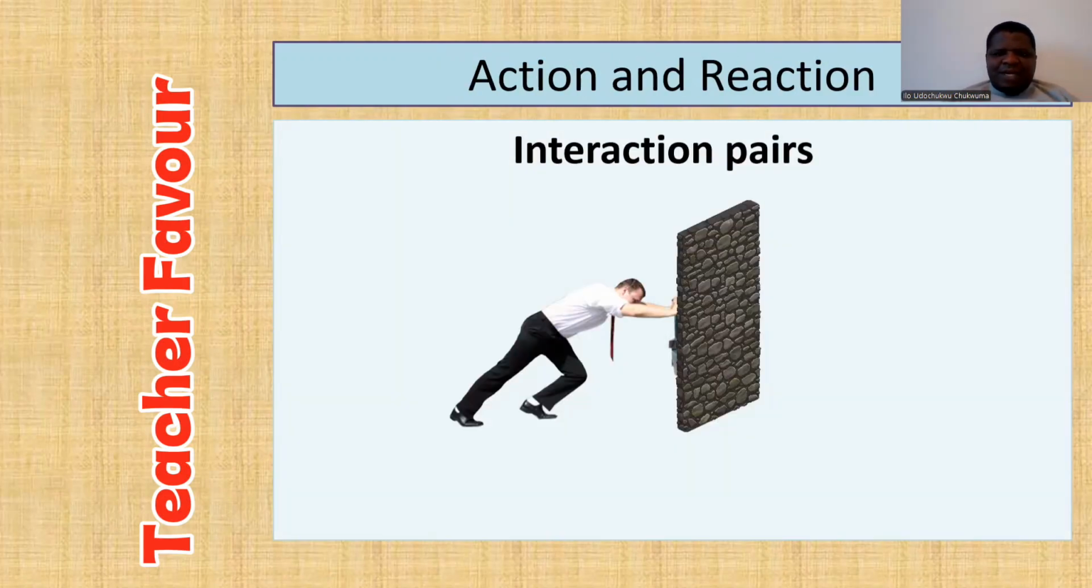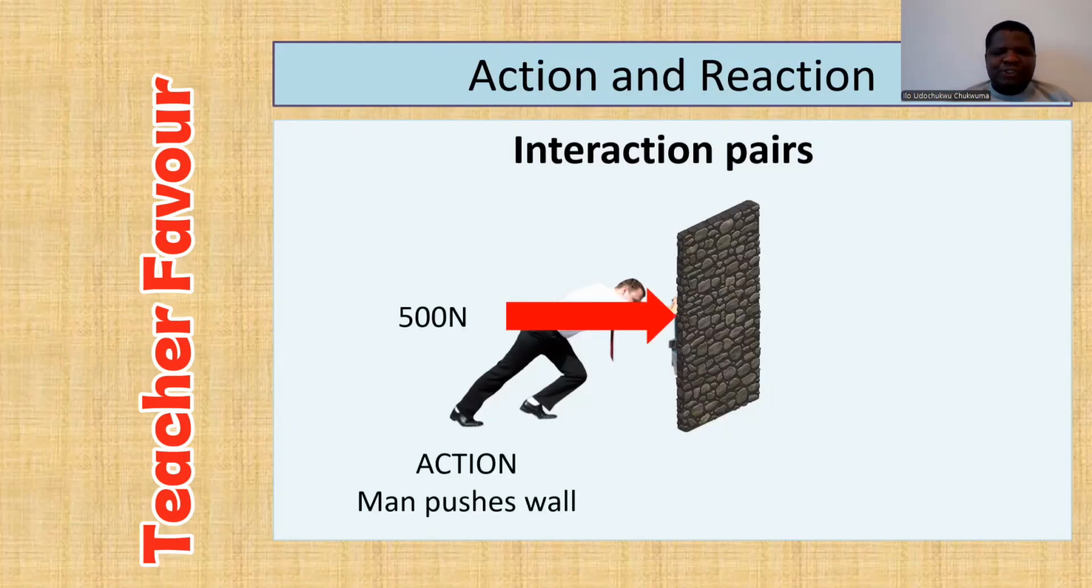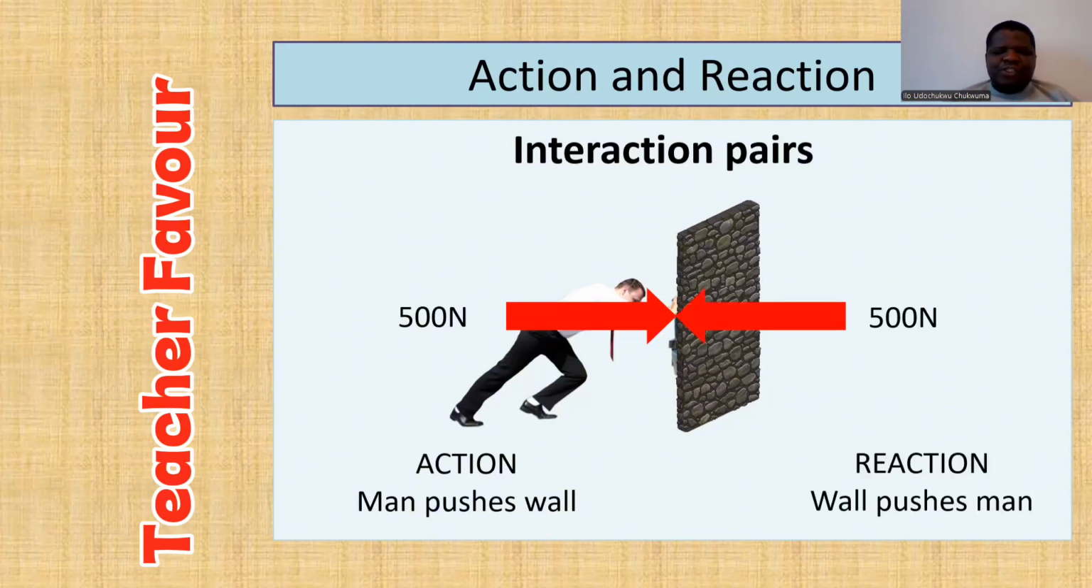All right, have a look at this again. Action and reaction. This is a man pushing a wall. What is the action and what is the reaction? The action is the man pushing the wall. Let's assume that he's exerting 500 Newton. And what will be the reaction? The reaction is the wall pushing the man, which is still 500 Newton.